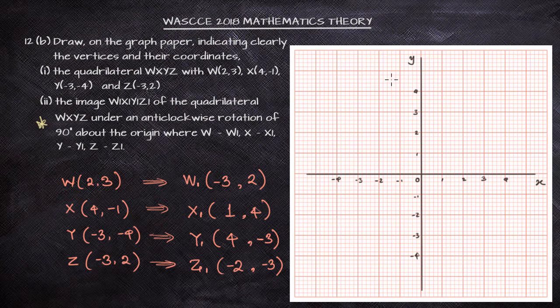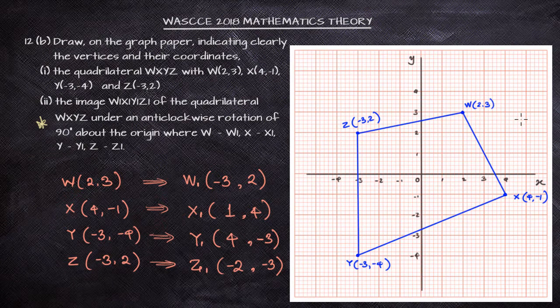Let's start with each of these points. Now, we are told that w is 2, 3, so that is w. Then x is 4, minus 1, so we have x at 4, minus 1. y is minus 3, minus 4, so this is y. And then z is minus 3 and 2, so this is z. So now to complete our quadrilateral, we need to join all these points. Let's do that, and our quadrilateral will come up quite easily.